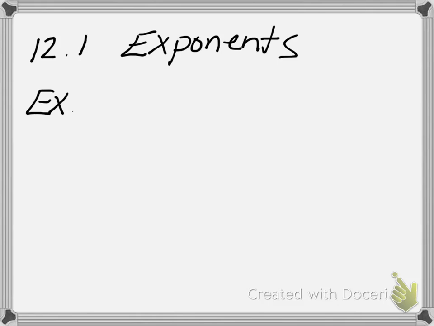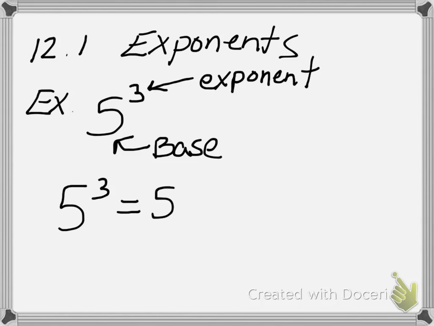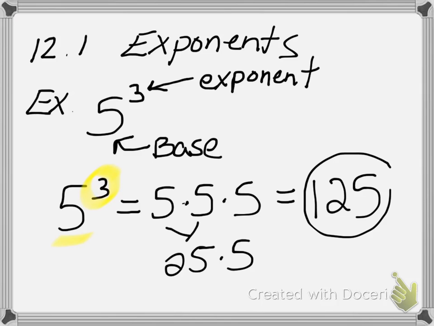They first talk about what an exponent is. If I take 5 cubed, this 5 is called a base number, and this little 3 is called my exponent. So you do need to know that vocabulary. 5 cubed is the same thing as 5 times 5 times 5. So the exponent tells you how many bases you're going to multiply together. 5 times 5 is 25, and 25 times another 5 is 125. So 5 cubed, when simplified, equals 125.